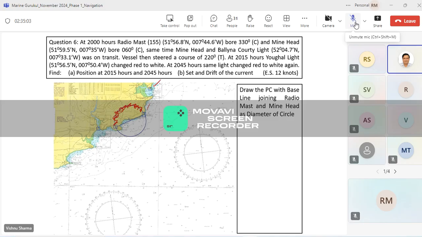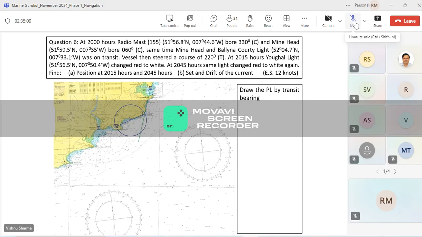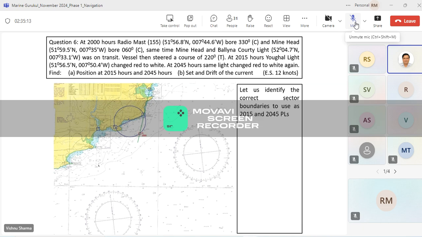And then it says mine head and Bellinacoti were in transit. This light and this light, they are in transit. So I can draw a PL by transit bearing. And where will be the position of the vessel at 2000 hours? I'm sure you will agree, this is the position at 2000 hours. Yes or no? Yes, sir. This part is not to be drawn, of course.